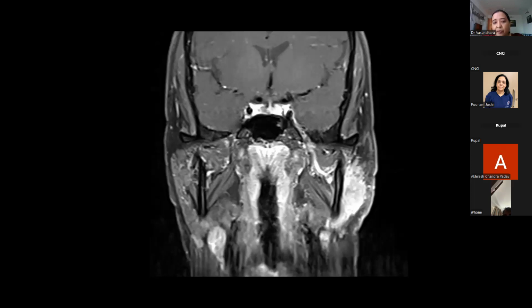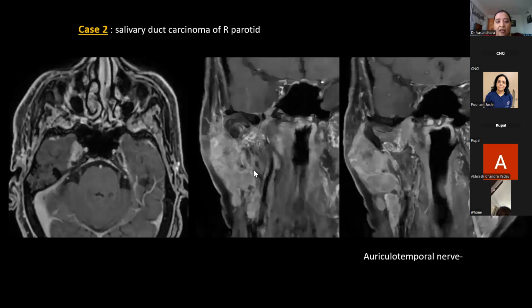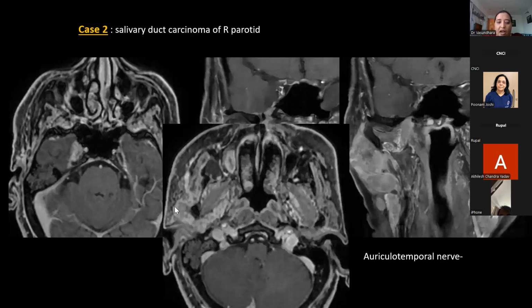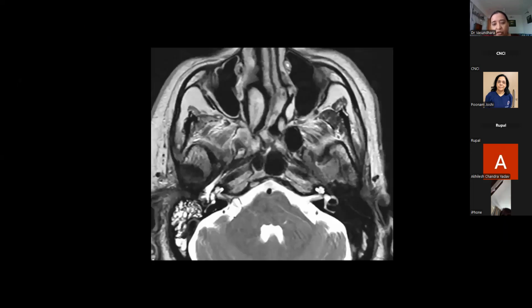Where is this auriculotemporal nerve? So this was a lesion which had lots of perineural going up to the ovale. This is how the lesion from the parotid gives a perineural medially into the mandibular nerve, and this is the auriculotemporal nerve. And there was also a perineural anteriorly into the buccal nerve. Let's understand this auriculotemporal nerve.